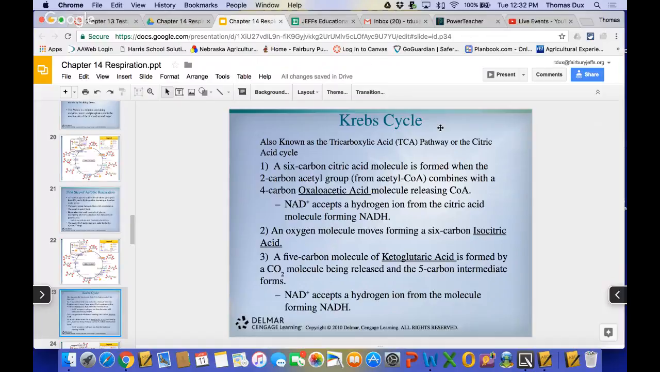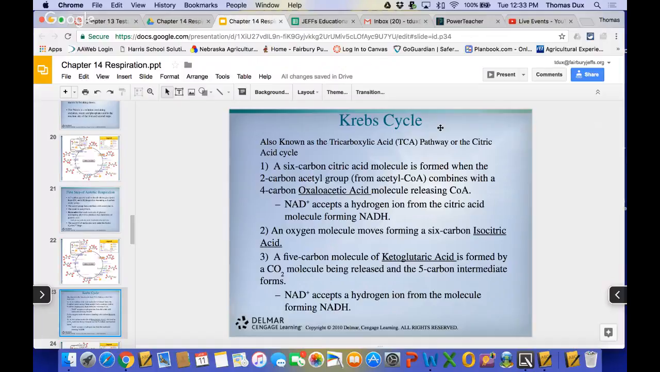Tricarboxylic acid. Tricarboxylic? There it is. Say it again. Tricarboxylic acid. Yeah. You gotta remember that. That X is like boxylic. All right.